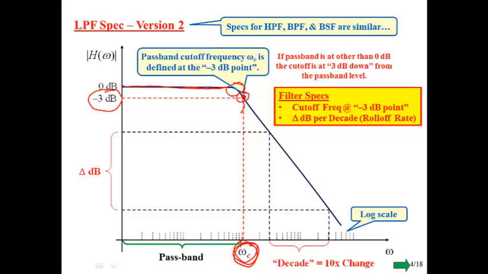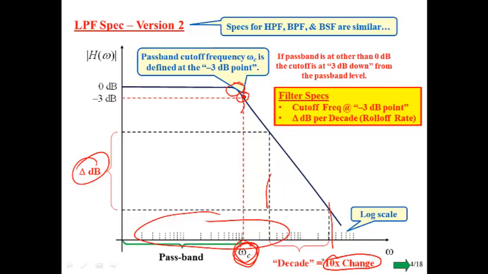And then the other spec is how fast this falls off. Now notice I'm doing this on a log versus dB plot. We spec these filters in terms of how much dB change do we have over a decade. So a decade is a 10x change. Now sometimes you'll hear about the change in dB per octave. An octave you might think is an 8x change, but it's not. It's actually a 2x change. I know it's weird, but that's just how it works.